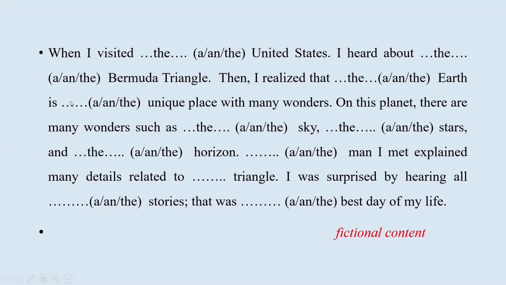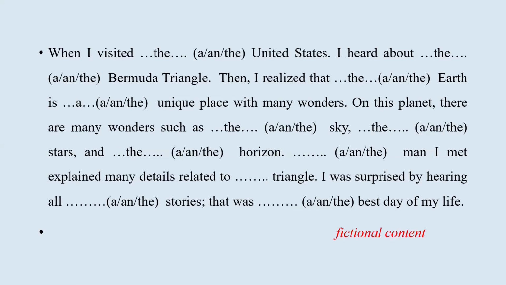The word unique begin with the vowel, but we don't use an here. Why? Because U sounds like a consonant, not like a vowel. So the answer is a unique place. Blank man I met explained many details related to blank triangle. A stranger explained about the triangle and it is mentioned for the first time. So the answer is a man. The speaker is again talking about the triangle. So the answer is the.